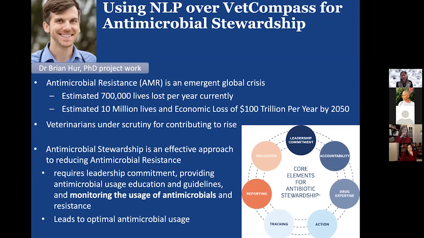Along similar lines, I have a PhD student named Brian Herr, who's actually a veterinarian. So he's not an MD PhD, but he's a VetD PhD student. And he's been working on antimicrobial resistance. And from a clinical NLP perspective, working with veterinary records is quite interesting, because the privacy concerns for accessing veterinary records are much, much less than in human health. And so we've found it a really nice way to start working with clinical text at larger scale. And so Brian has developed a relationship with an organization called Vet Compass.